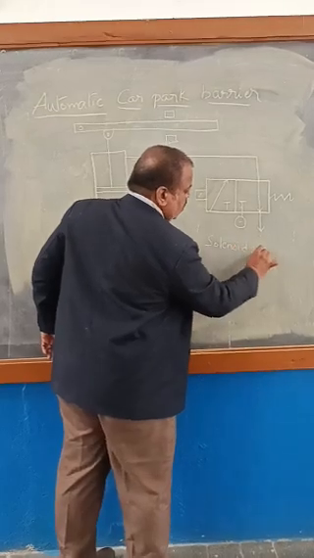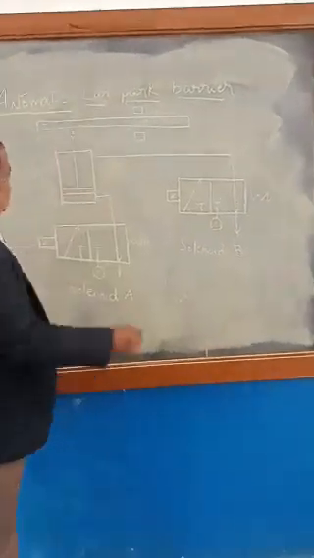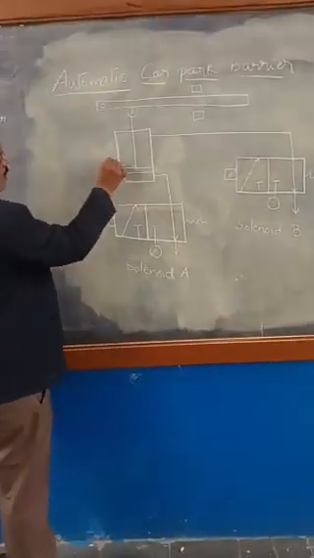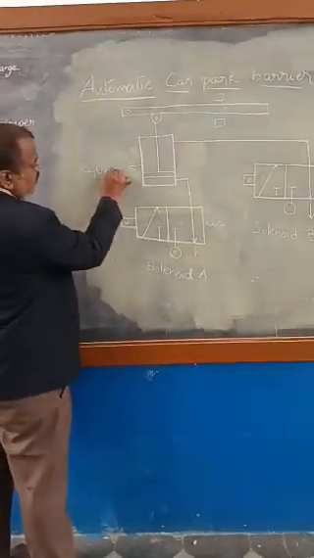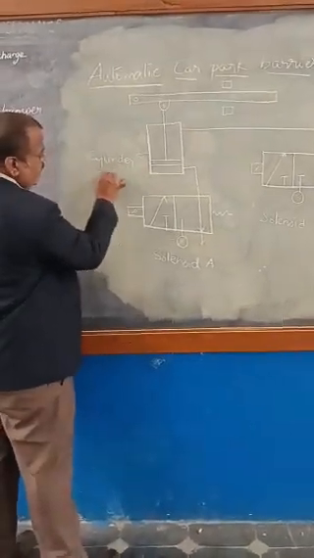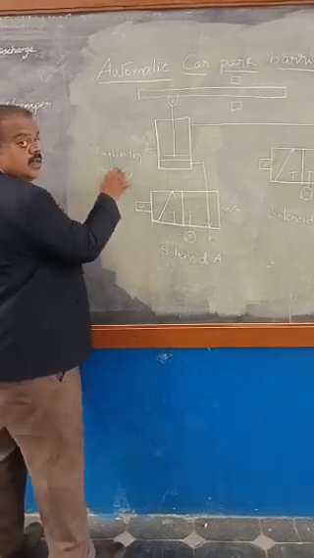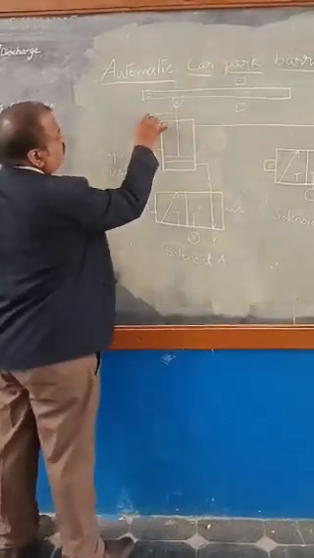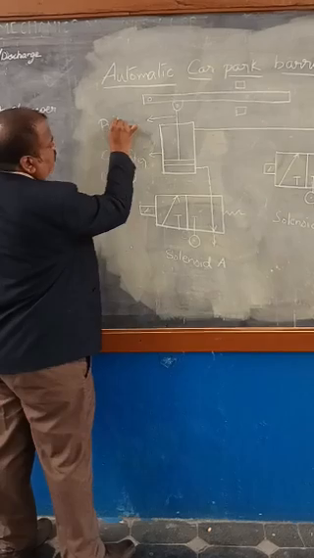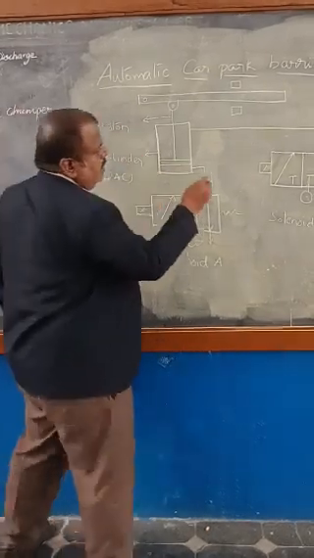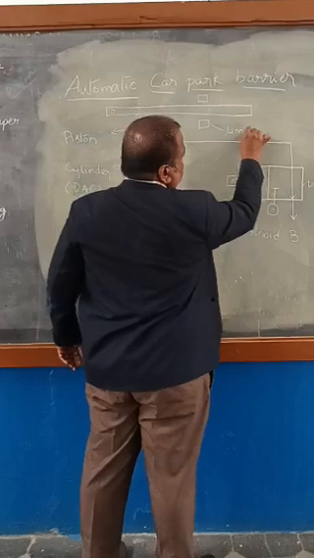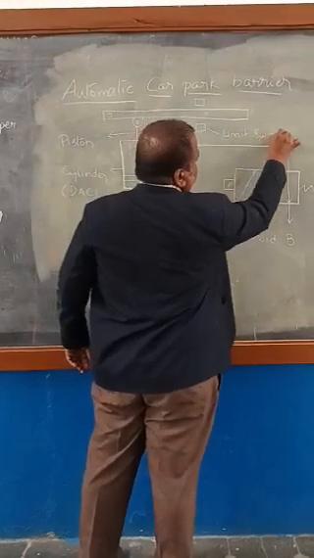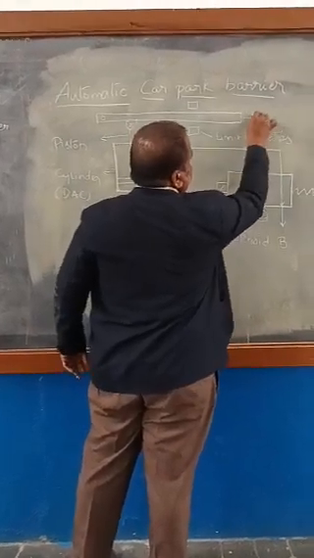So this is solenoid B, and this is the double acting cylinder. This is the cylinder, the double acting cylinder, and this is the piston, and these are limit switches. And this is the barrier.